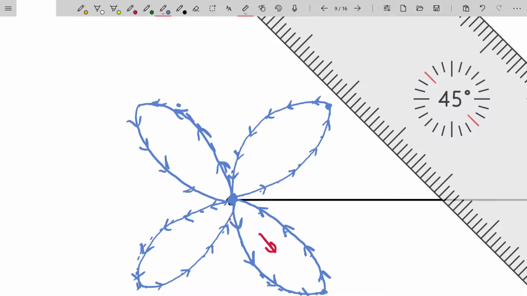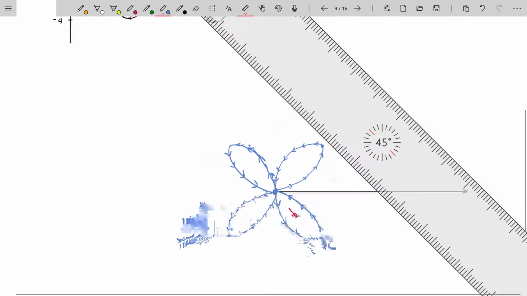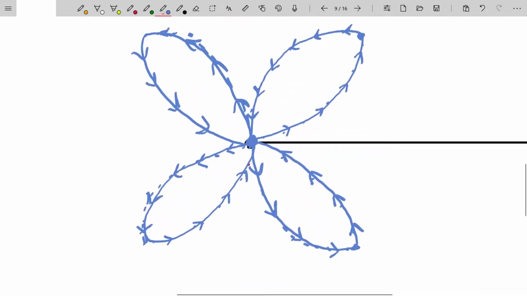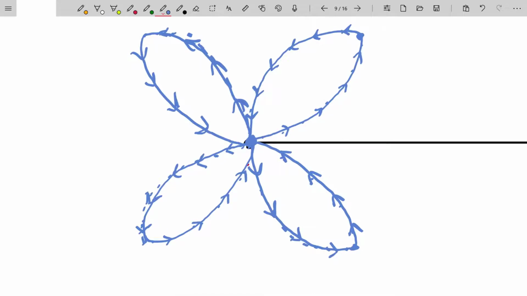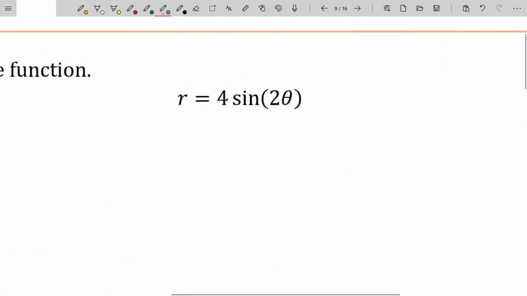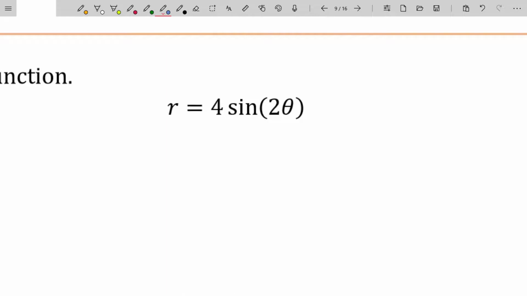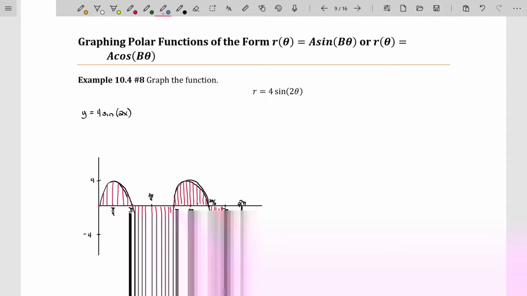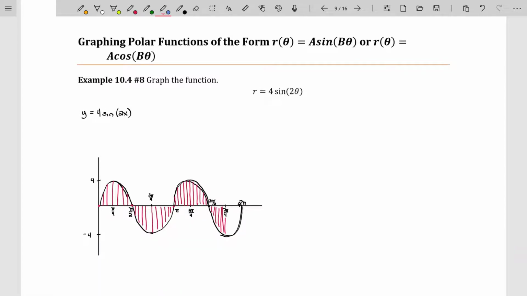I didn't bother talking our way through the last piece there, but that is the full graph. Turn off my ruler here. And note, it was a sine of 2 theta, and we end up with 4 leaves on this rose. We call this a rose, and it's a 4-leaf rose, and there is something very special about that. But that's the basics of how you would graph a multiple angle formula. In fact, that's how you could graph any of the sine or cosine functions like that. You just draw this out and measure.